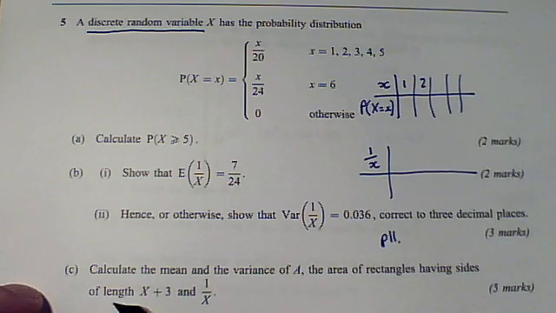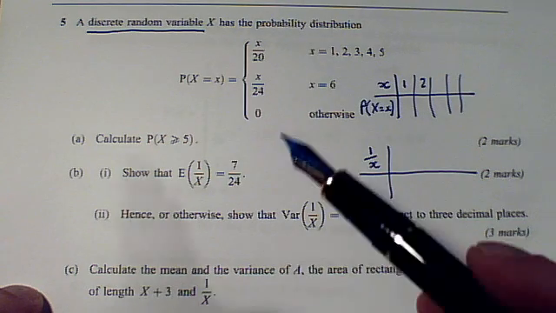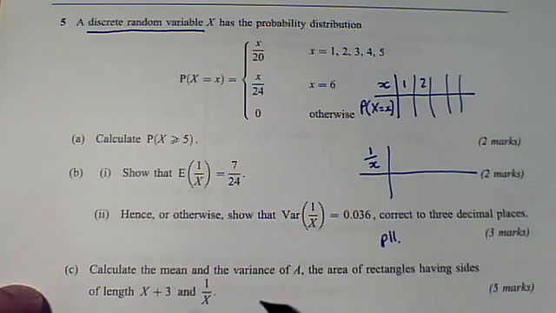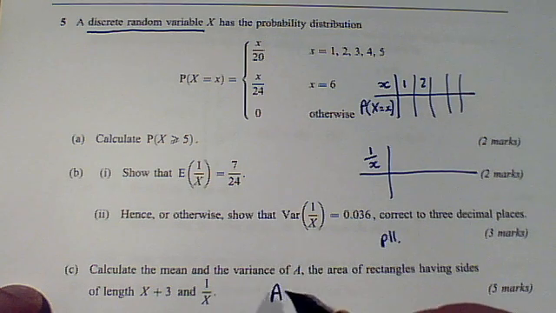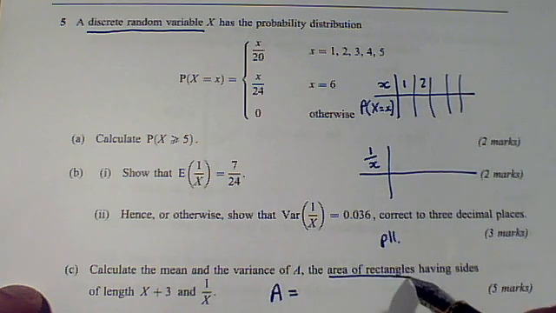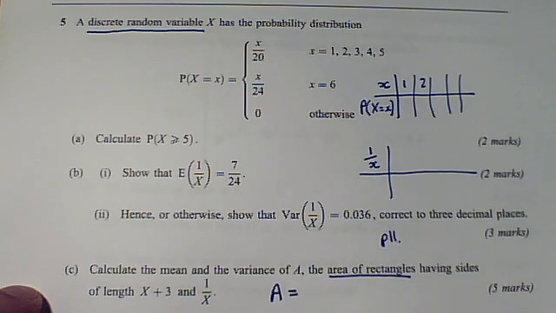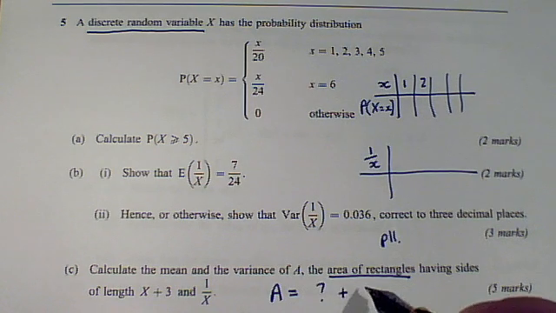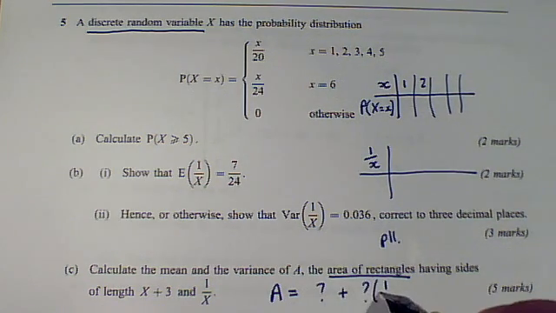And part C, don't neglect this, is another re-entry point. You don't have to have done any of the previous part of the question to do this. If you set up the value of A, it's the area of a rectangle. Here's the length and width, so you can get A in terms of x, and A turns out to be a linear function of 1 over x. So A will be a number plus another number times 1 over x. And since you already know the mean and variance of 1 over x, you can just use linear scaling to get the mean and variance of A for 5 dead easy marks.